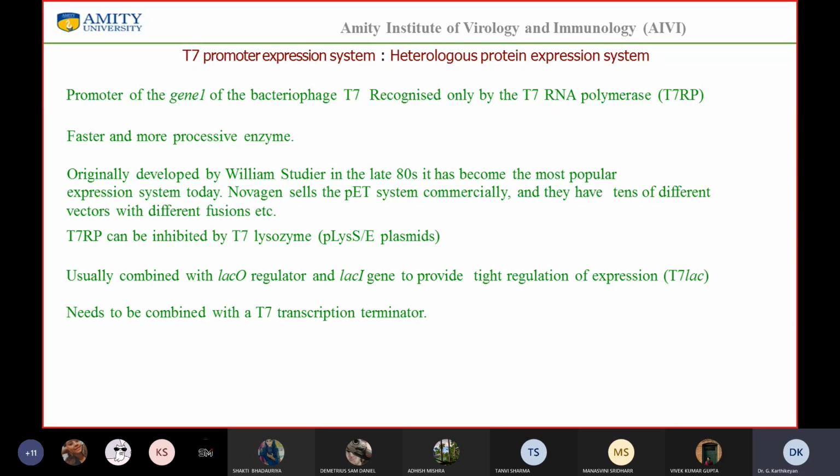In fact, every graduate student in Amity, not only Amity, I think in every other academic institution, when they want to express any foreign gene in E. coli, they will invariably end up using this pET system. Okay, and this company called Novagen sells the pET system commercially, and they have tens and tens of many different vectors, some with fusion protein, some without fusion protein, some that target the periplasmic space of E. coli, some that secrete the protein outside of E. coli. You know, they have many different vectors. Maybe in one of the classes I will show you their catalog.